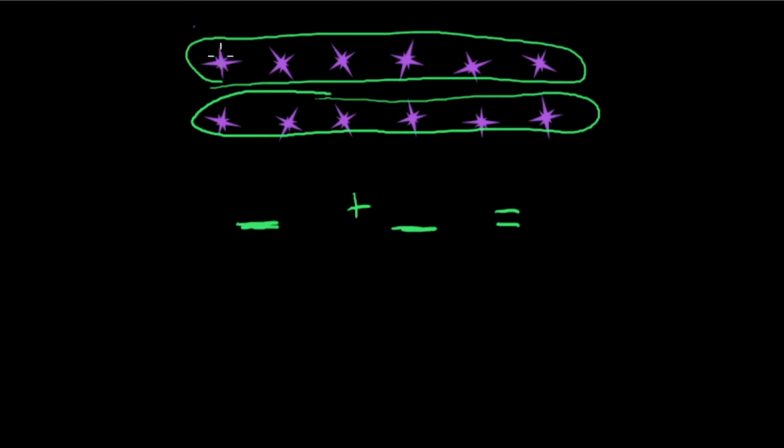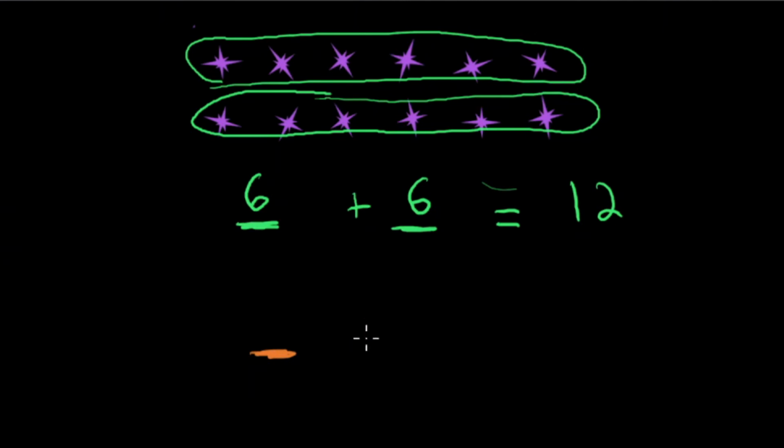So let's look. We've got 1, 2, 3, 4, 5, 6 in this row. Remember, rows go side to side. And we've got 1, 2, 3, 4, 5, 6 in this row. So we've got 6 plus 6. Give you a second. What is 6 plus 6? I'm getting the answer of 12. All right, now let's talk multiplication. All right, so we did 6 plus 6, and that gave us 12.